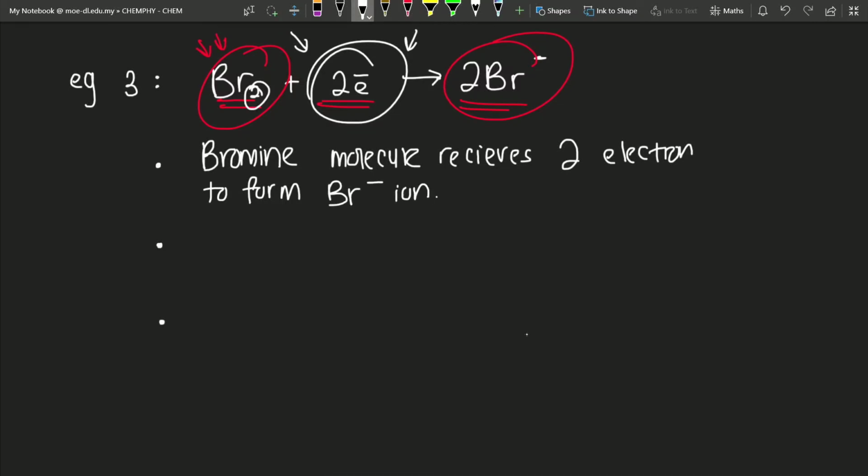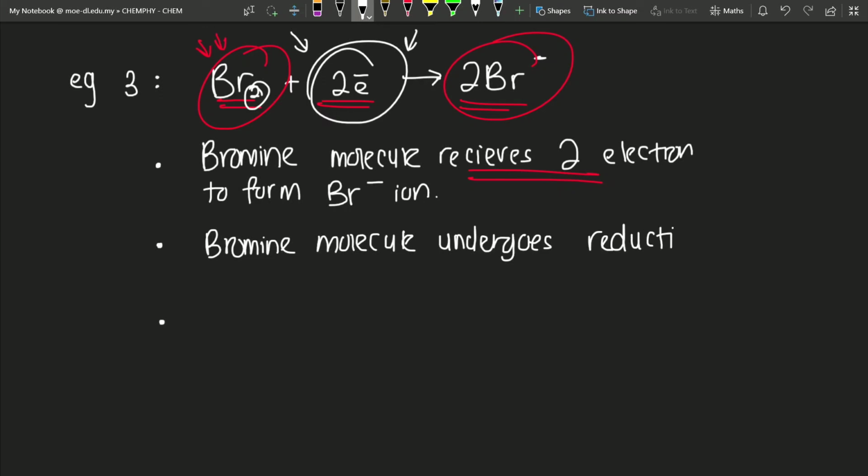Okay, second sentence, you guys know, if the substance receive electron, it undergoes a reduction process. So you guys will write bromine molecule undergoes a reduction process. So if the reaction is a reduction, so agent must be opposite. So you guys know bromine molecule is oxidizing agent.